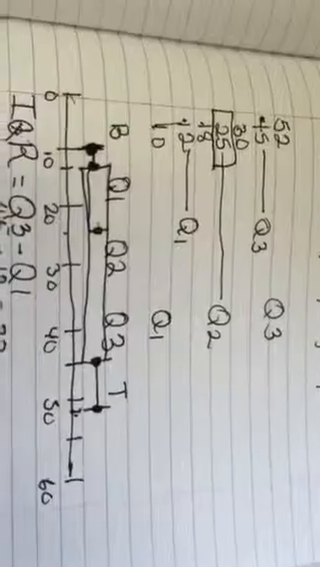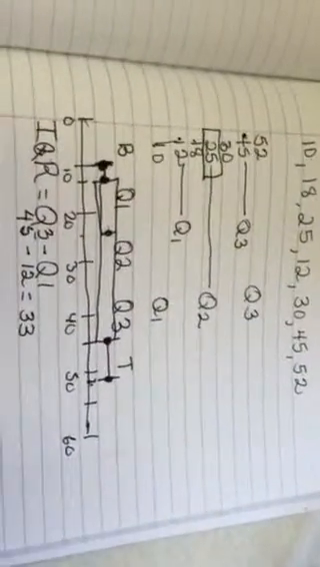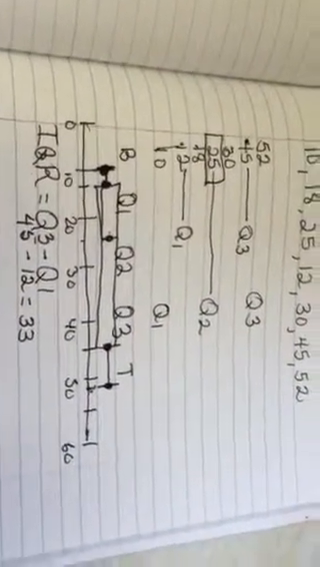So I hope that helped you to graph that kind, in other words, the data set with an odd number of data pieces.